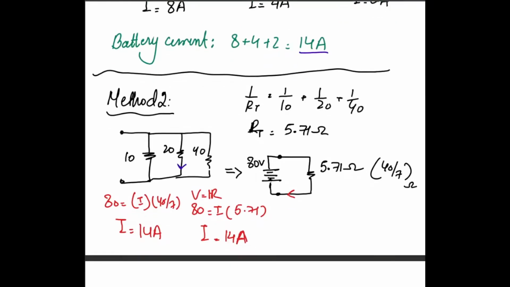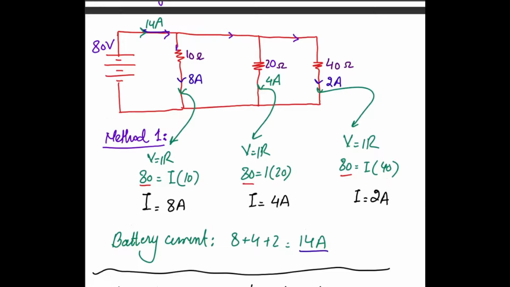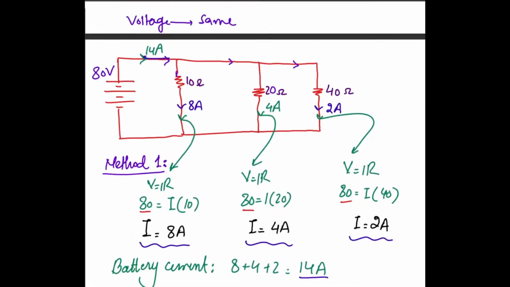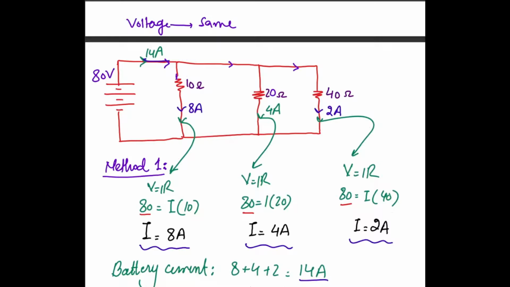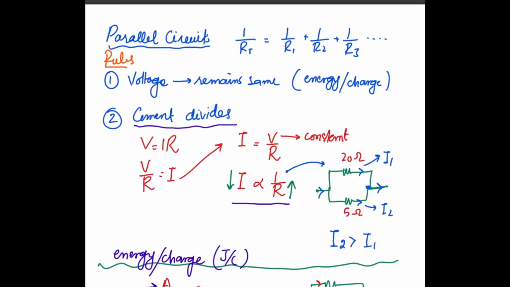Now, do we need to find the voltages of these resistors? We don't need to do that. Why? Because we know that voltages are the same for all the resistors. The only differentiating thing between them is the value of current that is going to flow through them. So that's why I'm not finding the voltages. I'm only finding the currents. Do you understand this? All right, good. So this is all about the parallel circuits, and this is how we look at them.